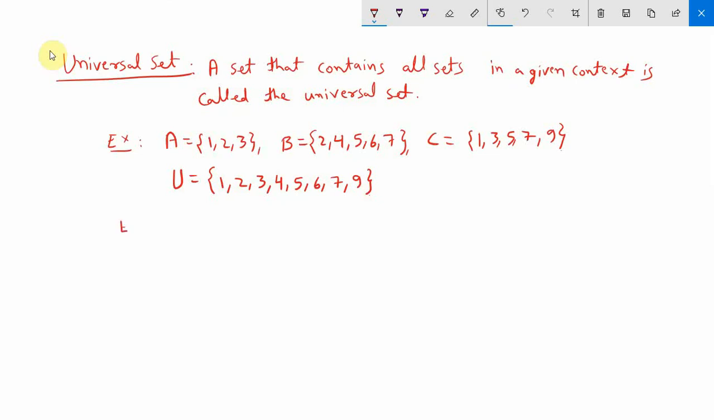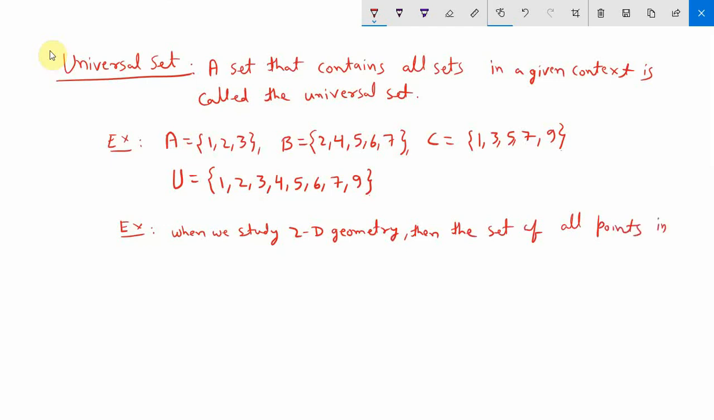Next example we can write: when we study two-dimensional geometry, then the set of all points in the xy plane is the universal set. Okay, friends.